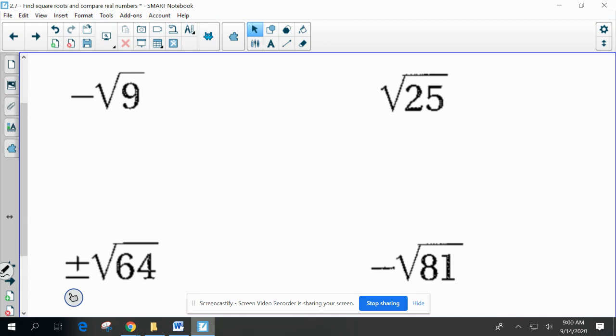Okay, so negative square root of 9, you would get negative 3. Square root of 25, plus or minus 5. Negative square root of 81, negative 9. And then plus or minus square root of 64 would be plus or minus 8.